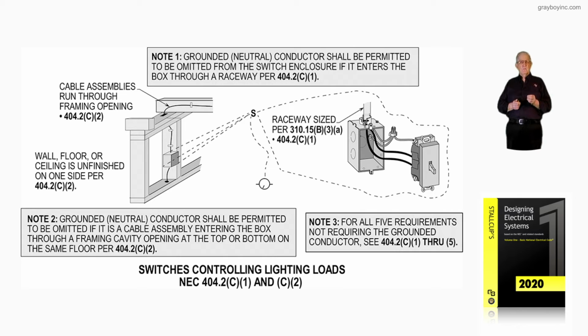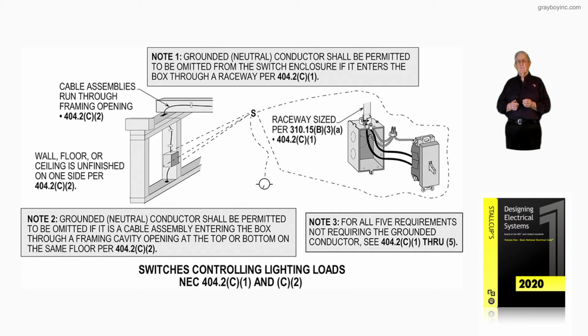Now note 2 says the grounded neutral conductor should be permitted to be omitted if it is a cable assembly entering the box through a framing cavity opening at the top or the bottom on the same floor where you'd have access, 404.2(C)(2).